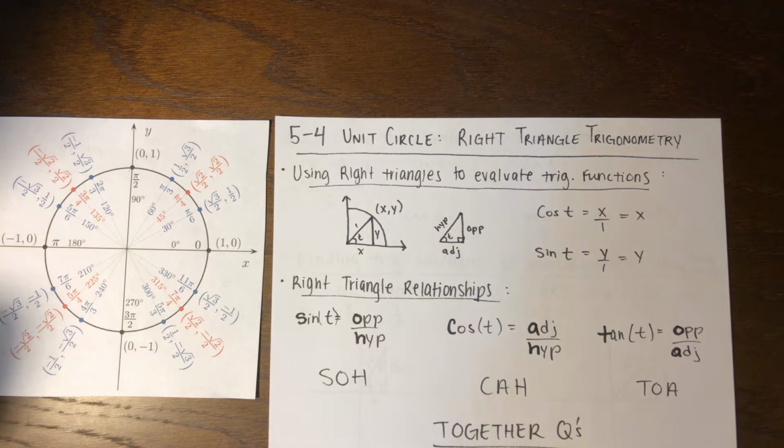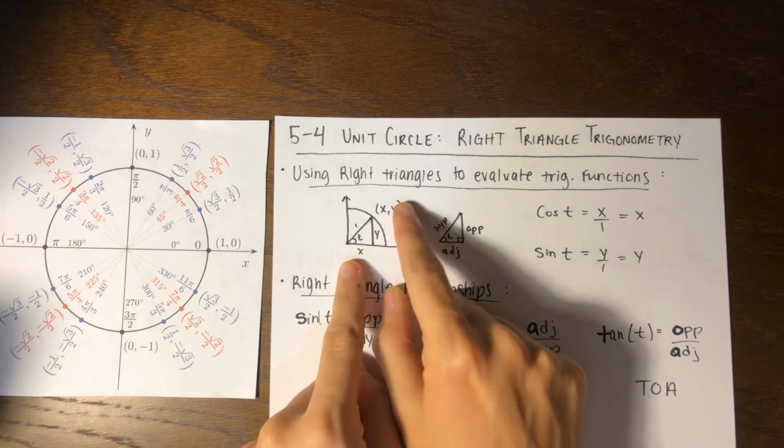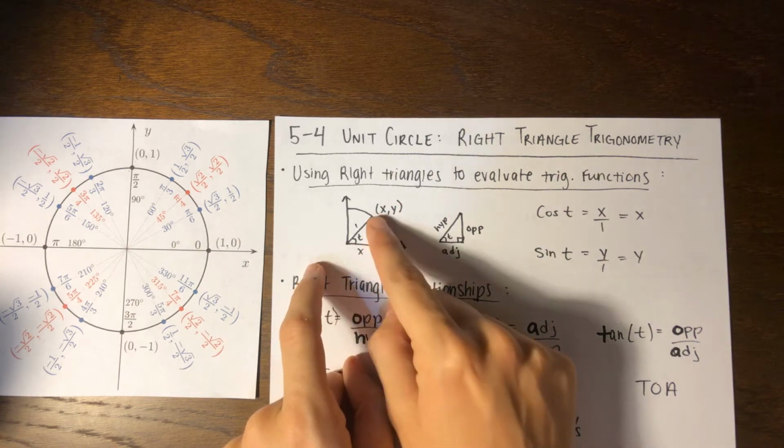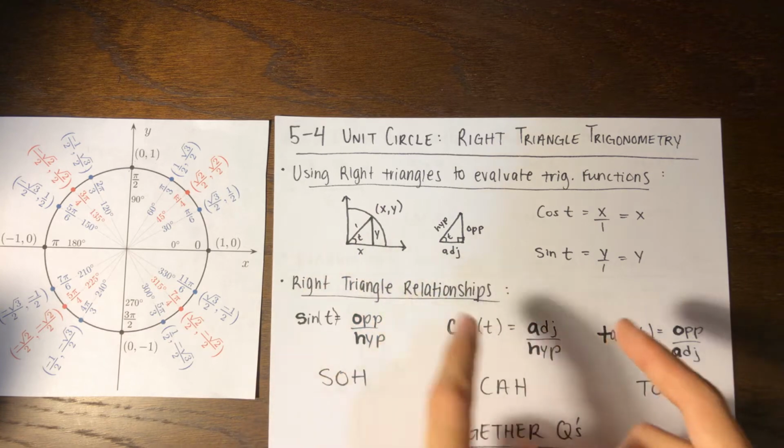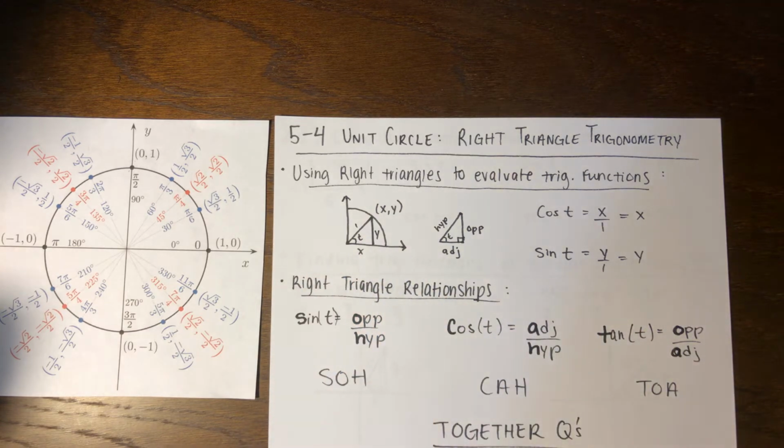Hey guys, we're back for our last video, and this is the last section of the unit circle. So 5-4, we're dealing with right triangle trigonometry. On the unit circle, how each coordinate is formed is by a right triangle. And we can use this right triangle, and this goes back to geometry, okay?